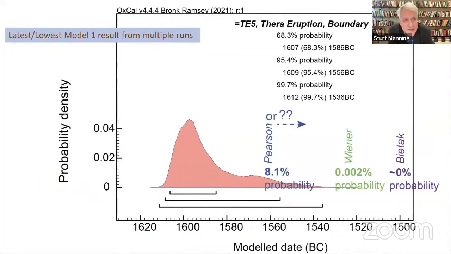This here shows the very latest and lowest model of about 100 and something runs that I have done. So this is as far as you can push it, as far as the current radiocarbon evidence goes without adding in new evidence, which is yet to become available. And it gives you 1607 to 1586 as the most likely range for the eruption.